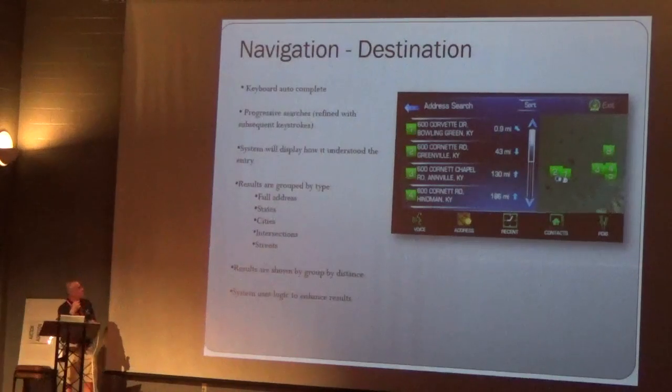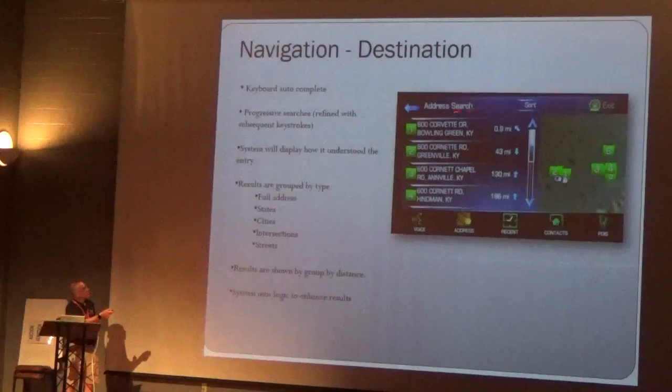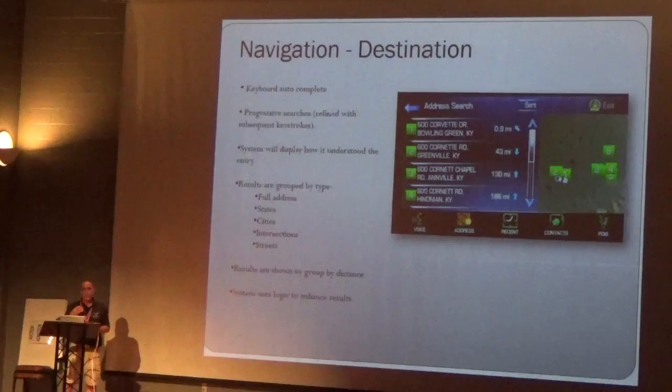Now, it's going to attempt first to search based on the full address. So if you type in 600 Corvette Drive and it can find 600 Corvette Drive, the first thing you're going to see at the top of the list is 600 Corvette Drive. But notice what starts happening after that. It got the 600, but now it's Cornet Road. And it got the 600, but now it's Cornet Chapel. And it got the 600, but now it's Cornet Road. That's what it will do.